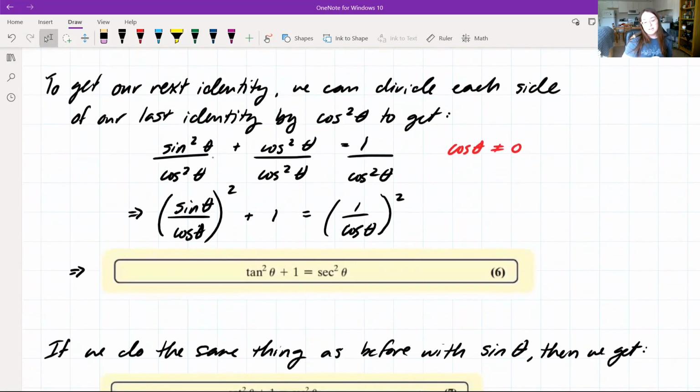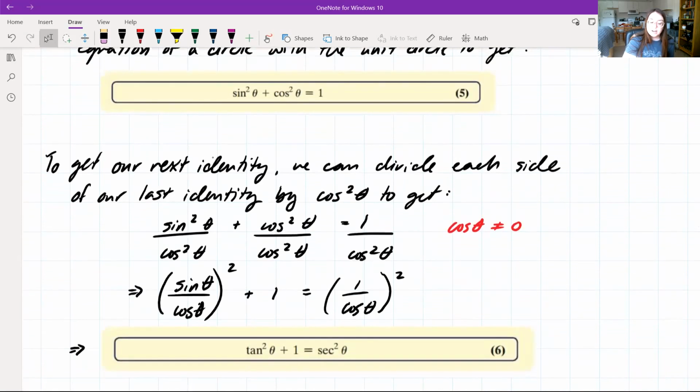Then, to get our next identity, we can divide each side of our last identity by cosine squared theta to end up getting sine squared of theta divided by cosine squared of theta plus cosine squared of theta divided by cosine squared of theta is equal to 1 divided by cosine squared of theta. Then what we see is that our middle term is going to simplify to 1. Then we have sine of theta divided by cosine of theta squared, so that's going to end up being tangent squared of theta. And 1 over cosine of theta is secant squared of theta.